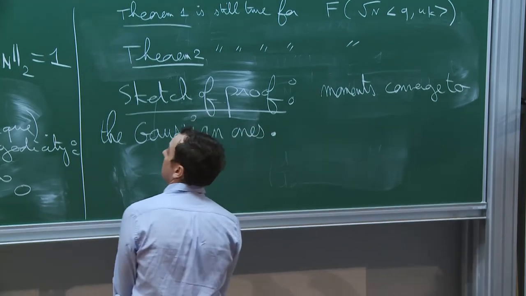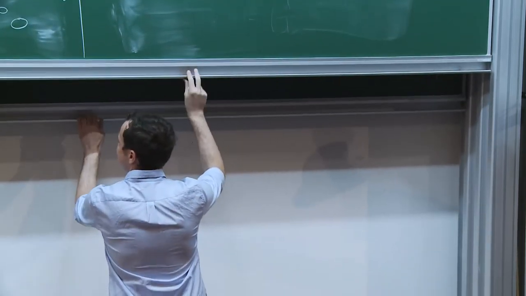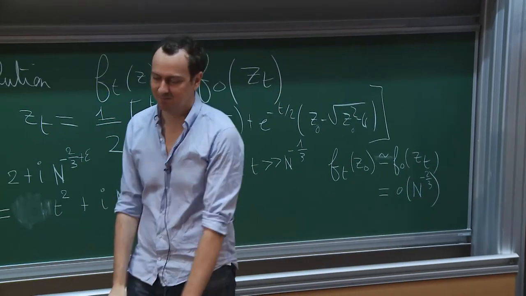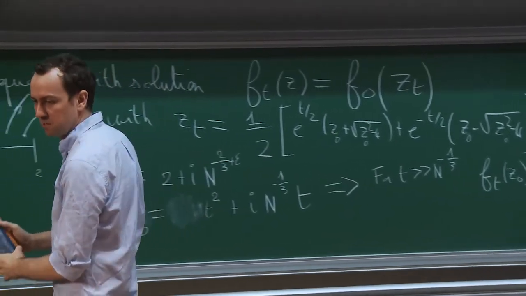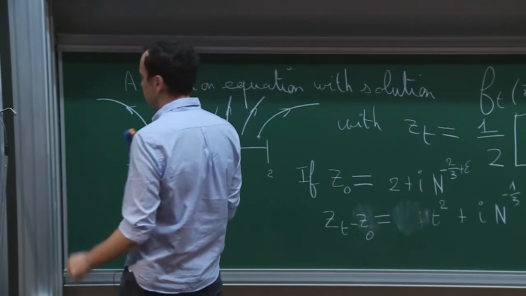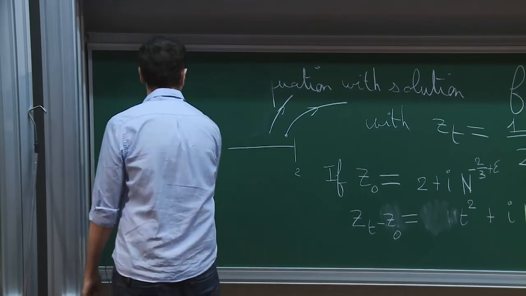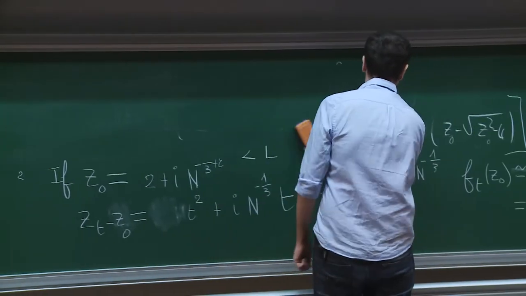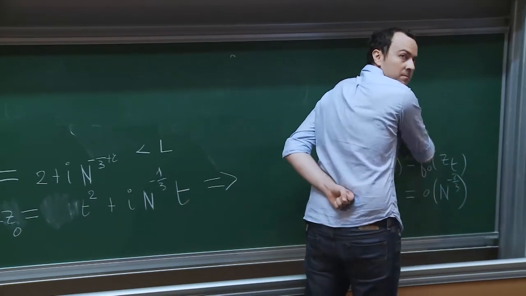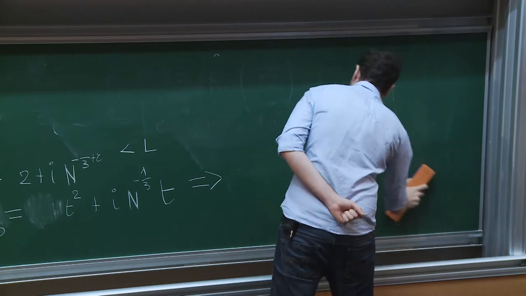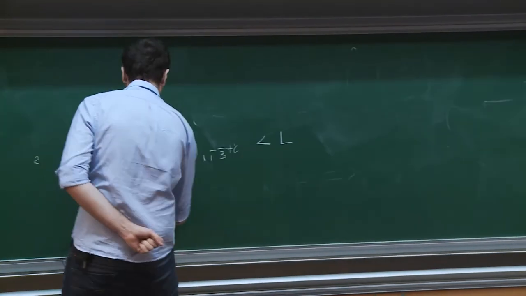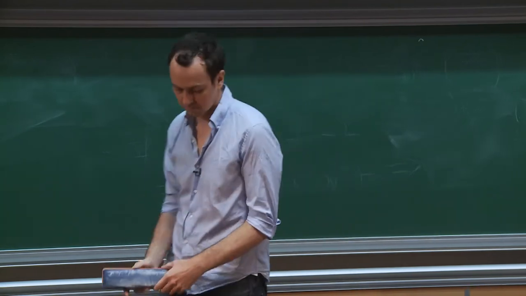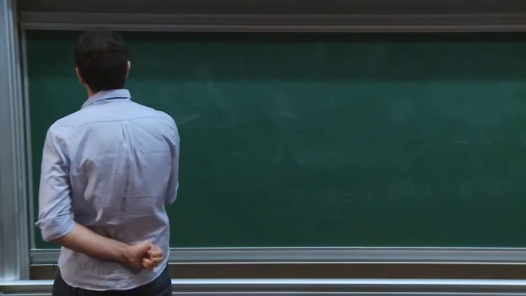So for this, let's look at the very first moment. Let's try to understand why it goes to zero, and then the second one, and let's try to understand the heuristics here.